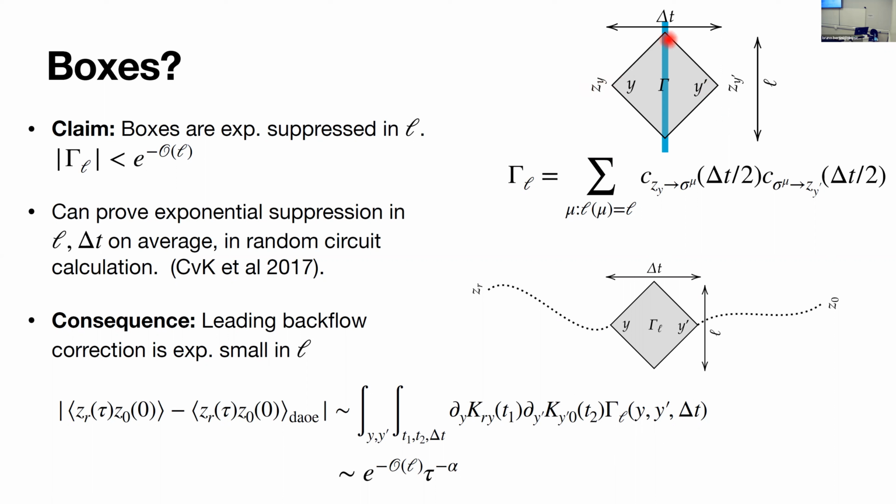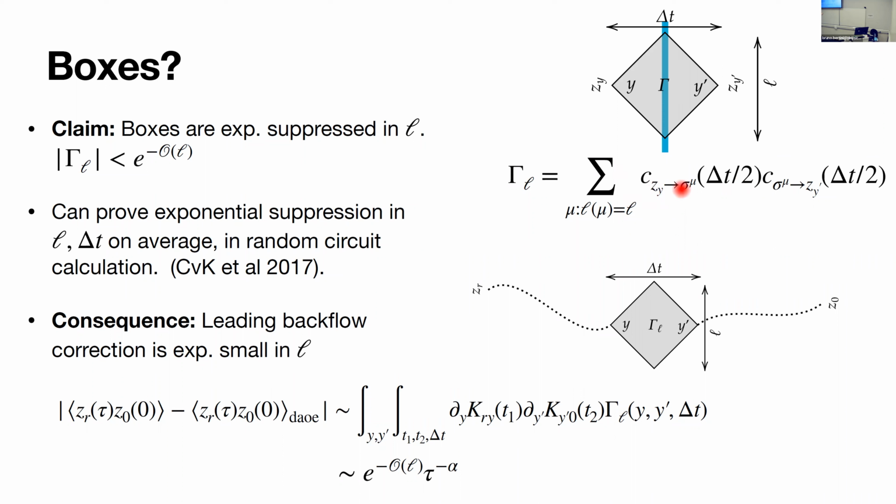Zy propagates to some operator that has length L. That length L operator then propagates to a small operator, Zy prime. So one thing that we can do is insert a complete set of states at this point and write the amplitude for this process as a sort of summed product of these amplitudes. Okay, so that's what this expression is here.